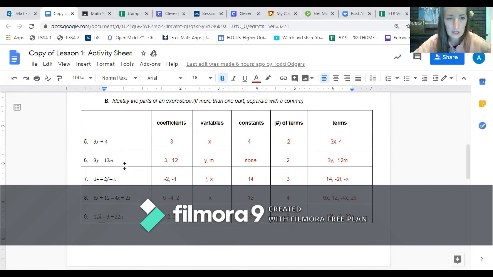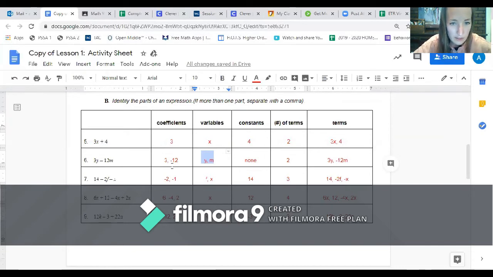Okay, so next question, number 6, 3y minus 12m. In this case, we have 2 variables. So if we have 2 variables, y and m, then that means we also have to have 2 coefficients. For every variable, there's a coefficient, and that'll be important in the next question. So our 2 variables, y and m, our coefficients in front of them are 3 and, actually, I don't have my glasses on here, minus 12. 3 and minus 12. And that's what we were talking about with the negative signs. That negative sign goes with the 12m.